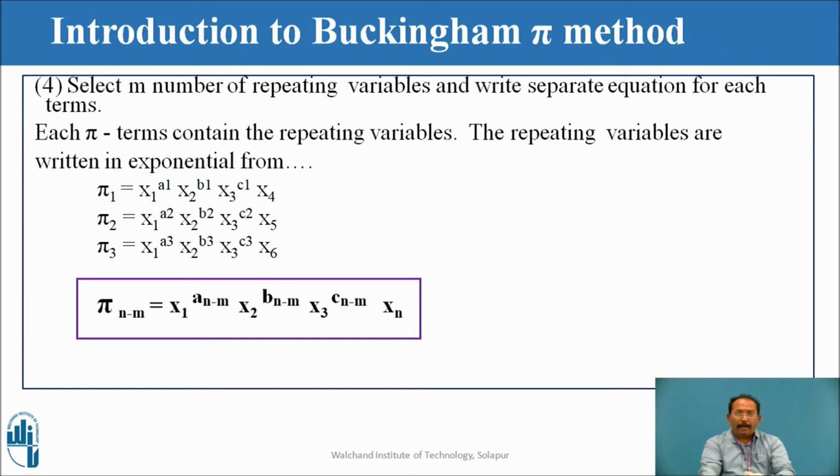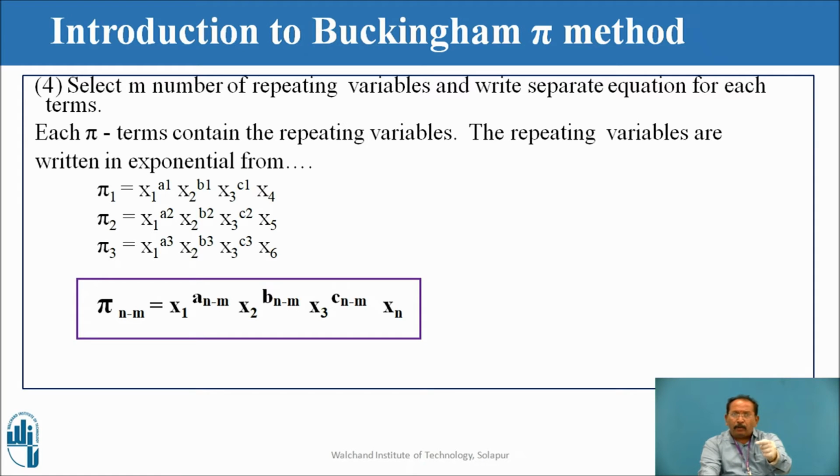Then the variables are written in the exponential form. I will go for only one, that is pi 1 is equal to x1 raised to a1, x2 raised to b1, x3 raised to c1, where x1, x2, x3 are the repeating variables, and the remaining one is x4.